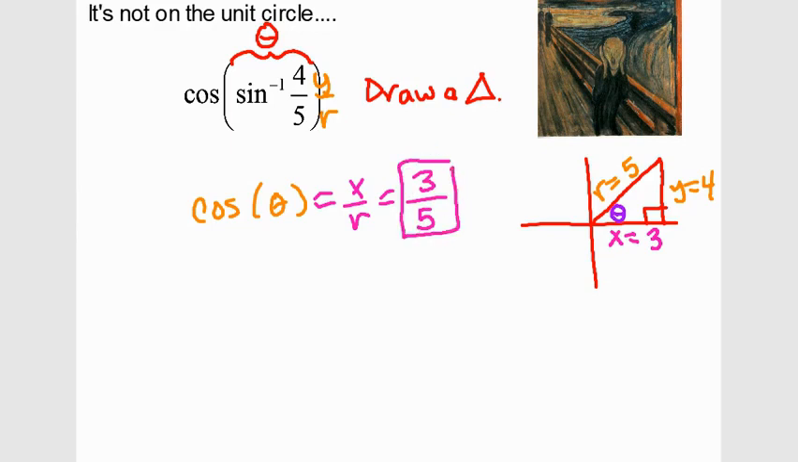Okay, you can write it all together as one statement if you would like. The cosine of the angle whose sine, and remember that's how we can read sine inverse, as the angle whose sine is 4/5, is 3/5. And thinking about what you're saying, the cosine of that angle is 3/5. And looking at your picture, you can see that makes sense.